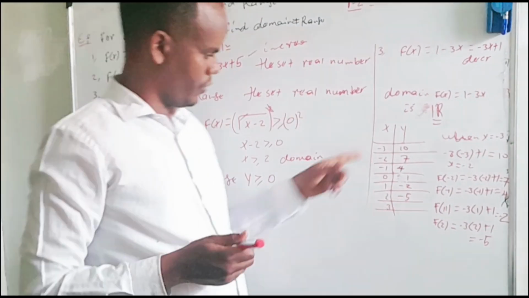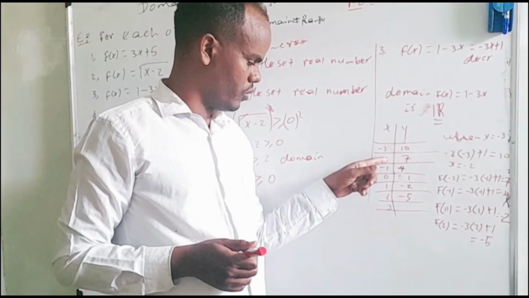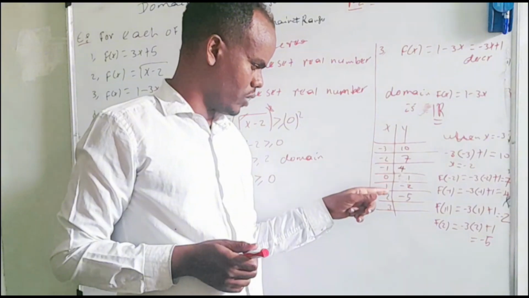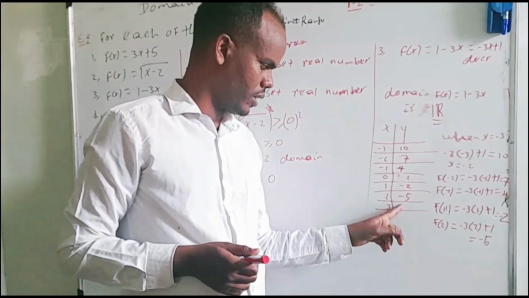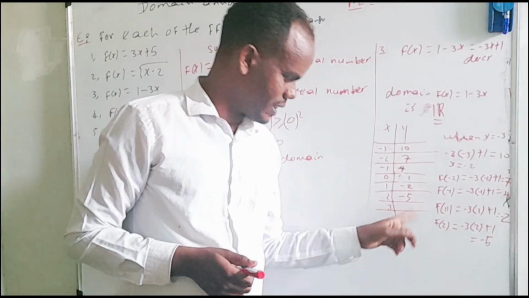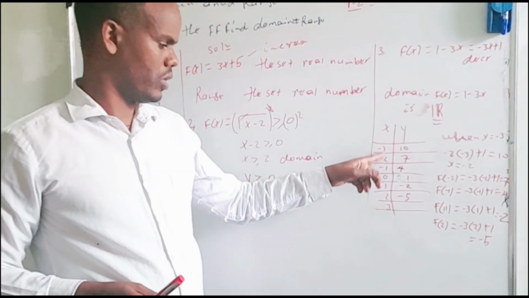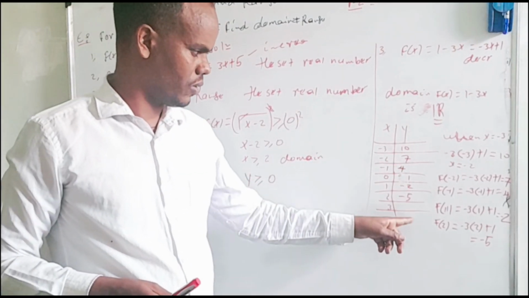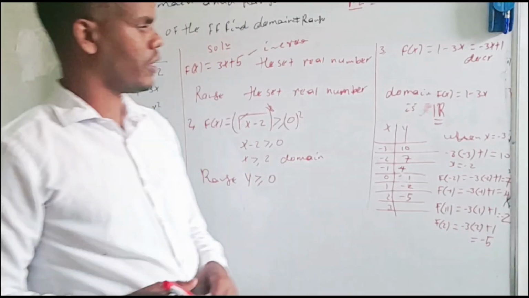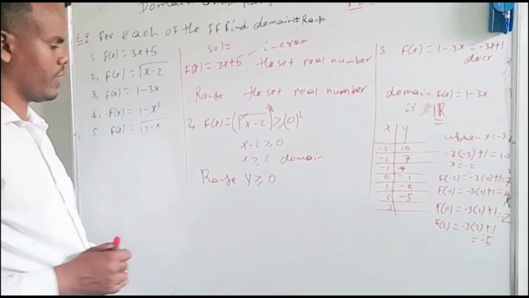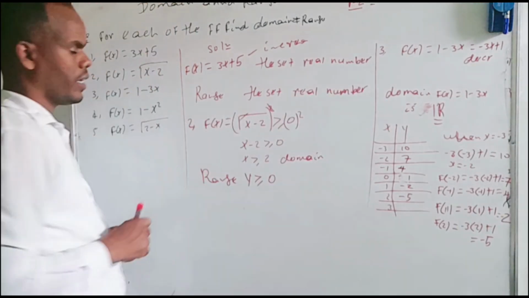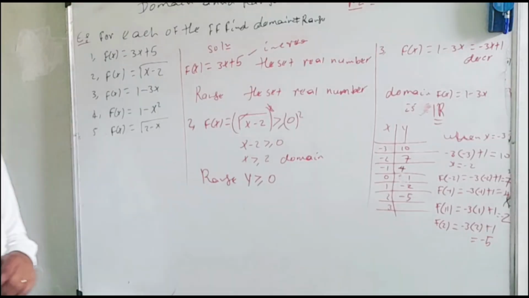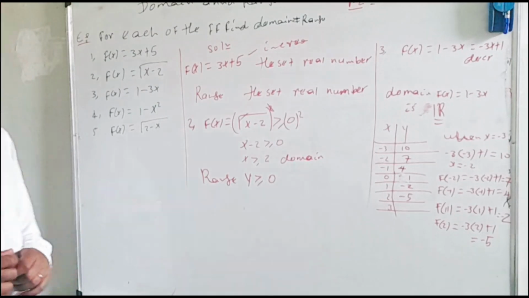When x is increasing from negative 3 to minus 2 to minus 1, 0, 1, 2, 3, the value of x is increasing and the value of y is decreasing. This is a decreasing function over the set of real numbers.